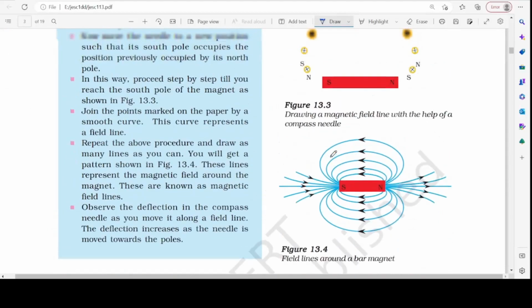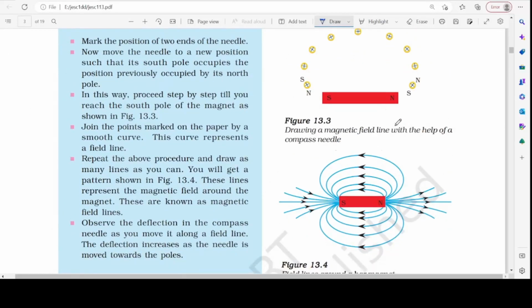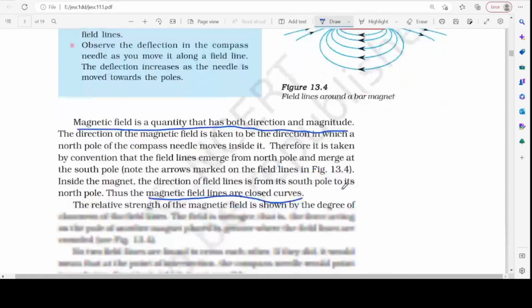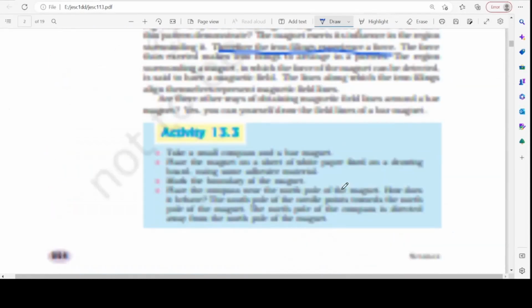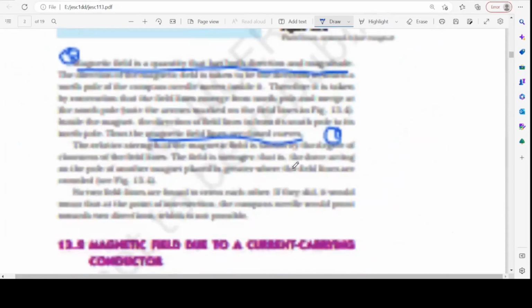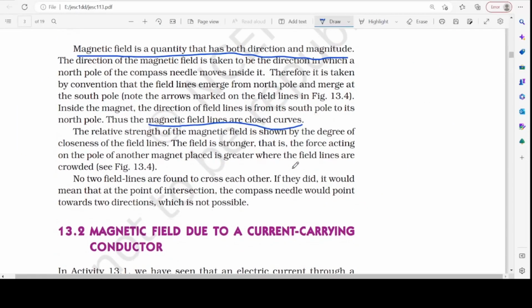Even in this activity, we'll be seeing the magnetic field lines and their direction. I can skip this part, I guess, because we have already seen it in this diagram. So quickly moving ahead, magnetic field is a quantity that has both direction and magnitude. So magnetic field is a vector quantity. As we know, a vector quantity is a quantity which has both magnitude and direction.